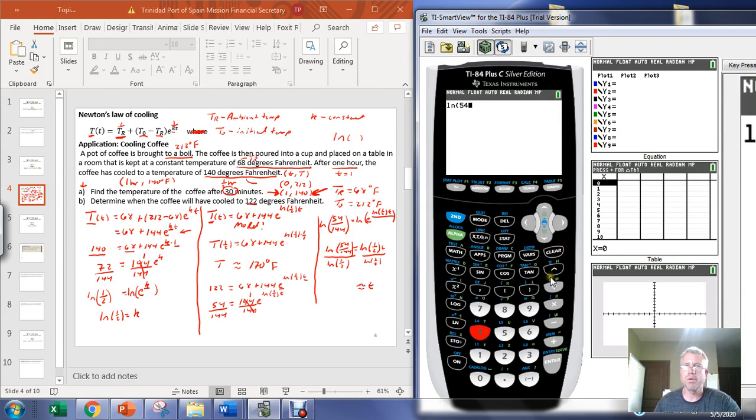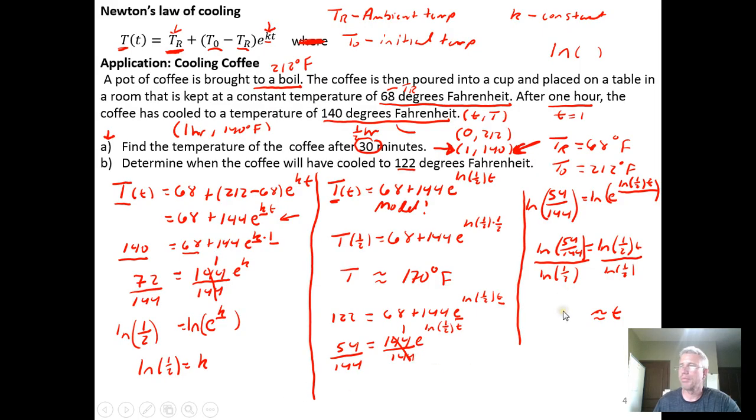We're going to do the natural log of 54 divided by 144. That natural log divided by the natural log of 1/2, so 1 divided by 2, and we hit enter, and it looks like 1.4 hours. So we have to wait about 1.4 hours for it to get to that temperature. Does that number make sense? Well, after 1 hour we were at 140 degrees, so about another half hour later we've cooled down to 122. That answer seems sensible, so we will live with it.